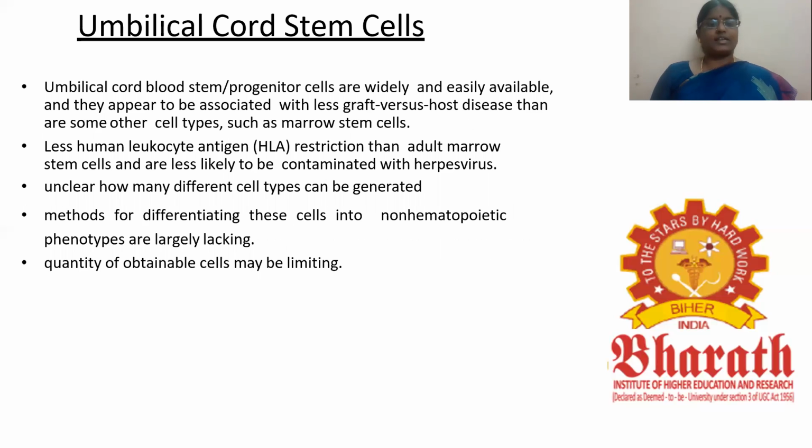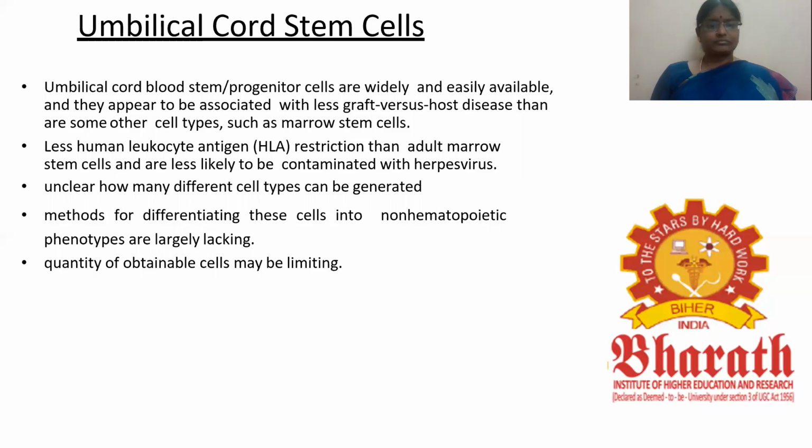Next, coming to another important type of stem cell, the umbilical cord stem cell. We all know that umbilical cord stem cells can be taken from the placenta during the birth of the infant. So umbilical cord blood cells, otherwise called progenitor cells, are widely and easily available, and they appear to be associated with less graft versus host disease than some other cell types such as bone marrow stem cells. It also has the important property of human leukocyte antigen restriction, and unlike adult marrow stem cells, it is less likely to be contaminated with the herpes virus.